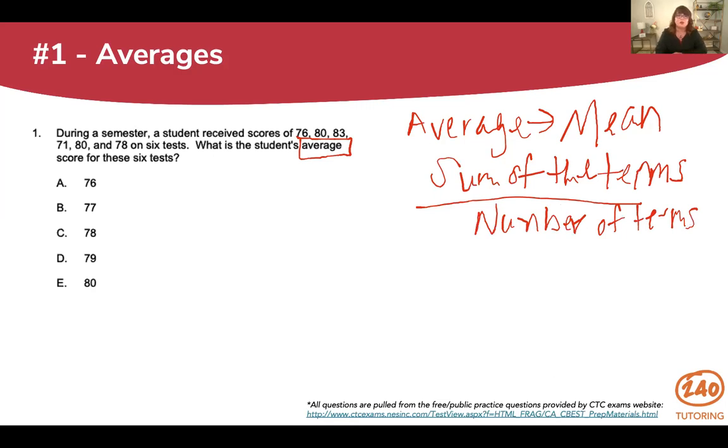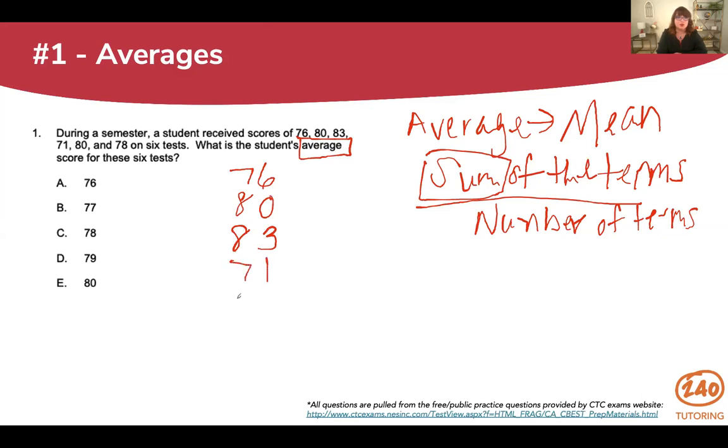Now, if you don't remember, sum is looking at addition. So we have to add up the terms. So we're basically going to take these numbers and add them up. 76, 80, 83, there we go, pen.